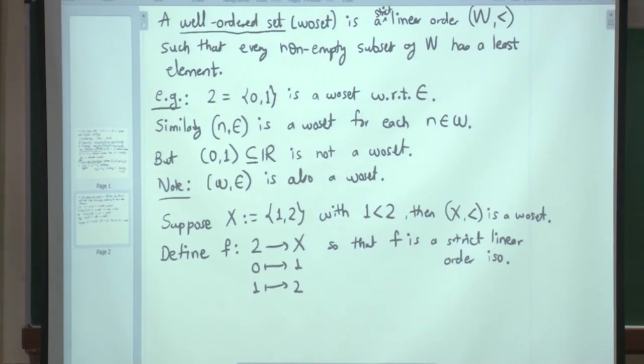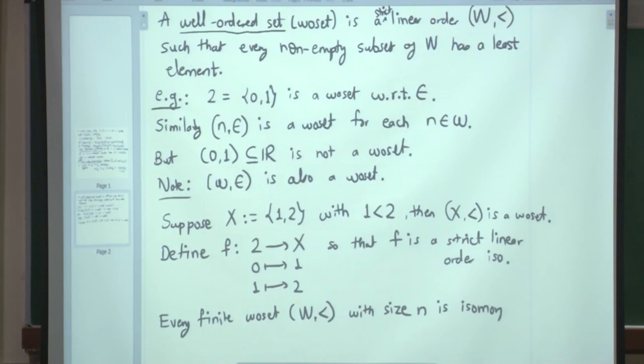Right, so every finite well-ordered set (W, less than) with size n is isomorphic to (n, belongs). Do you agree with this?